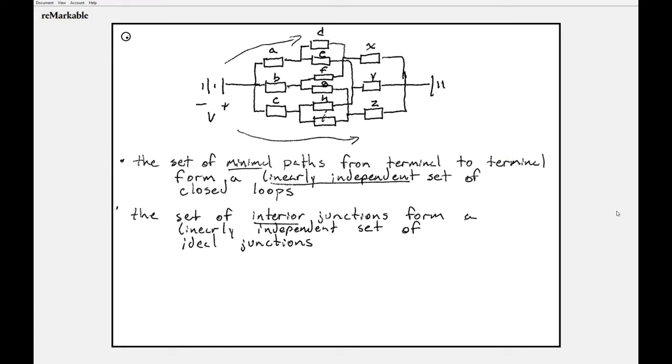The next one says the set of interior junctions form a linearly independent set of ideal junctions. Okay, so what that means is excluding the outer two junctions, it's kind of ignoring those. All of these interior ones bear significance about how we can analyze the circuit. Okay?